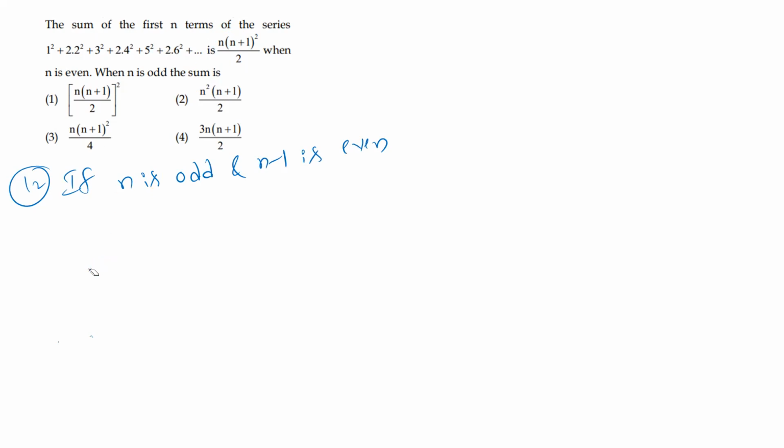What is the series here? The series is 1 square, 2 into 2 square, 3 square, 2 into 4 square, 5 square, plus and so on, up to the multiples of 2. These are the even terms we are getting. Plus 2 into n minus 1 whole square, because n minus 1 is even. Now plus n square. The reason: first you start with 1. This is the last term we are getting.